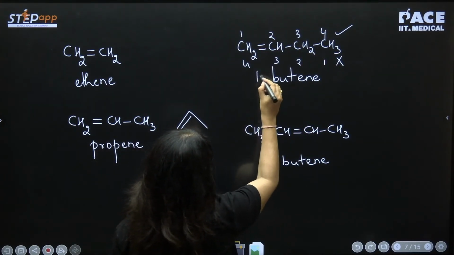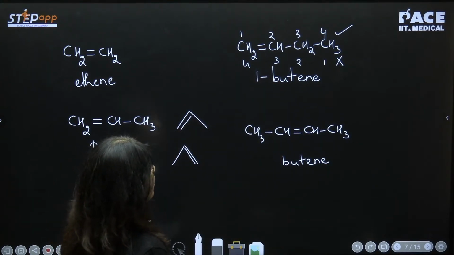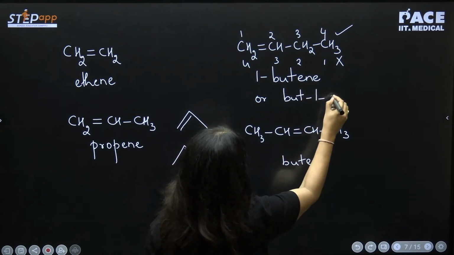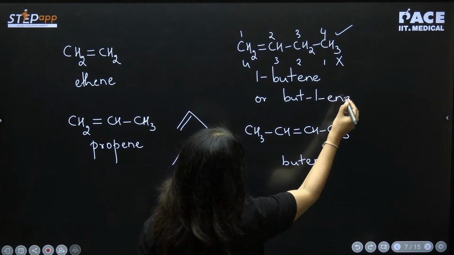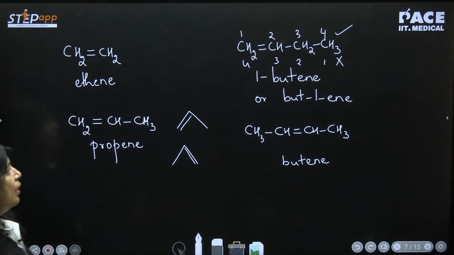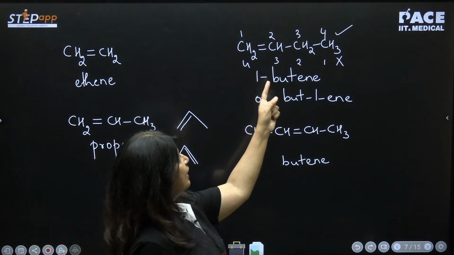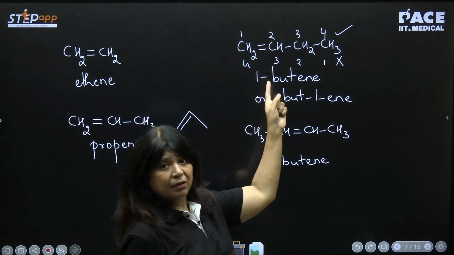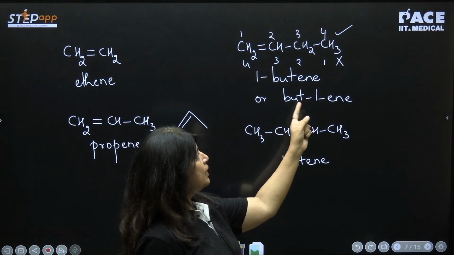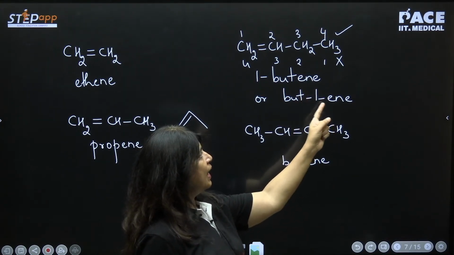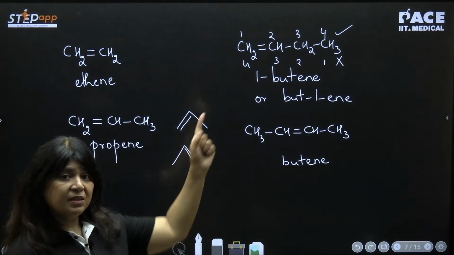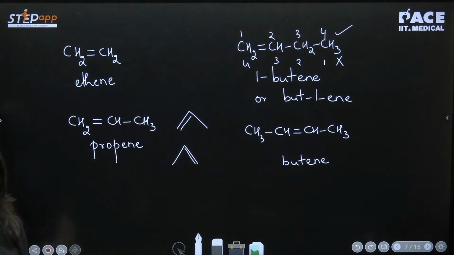So the name of this compound is 1-butene. You can also name this as but-1-ene. That means the ene group is placed on the first carbon. So but-1-ene or 1-butene. Between a number and an alphabet, you are supposed to place a hyphen. I repeat, between a number and an alphabet, there has to be a hyphen. Okay, so the IUPAC name of this compound is 1-butene or but-1-ene.